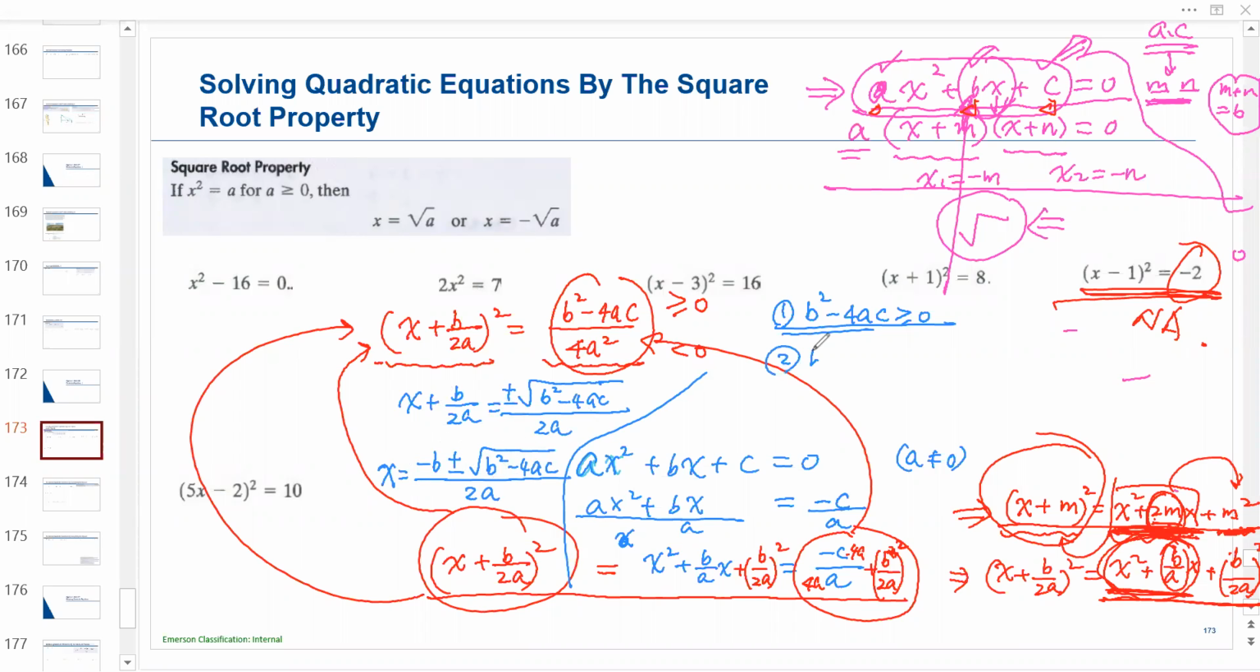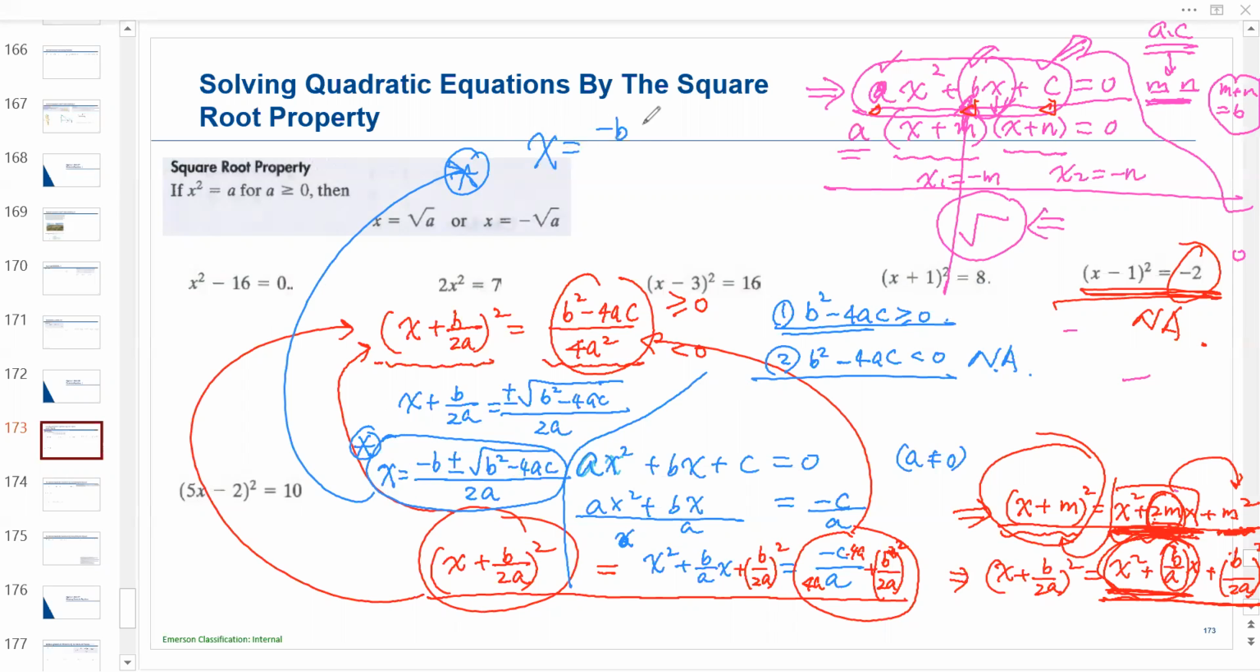When it is less than 0, there are no solutions. When it is greater than or equal to 0, this is the solution. This is the solution. Very critical. So everyone needs to remember this: x equals negative b plus or minus the square root of b squared minus 4ac, over 2a.